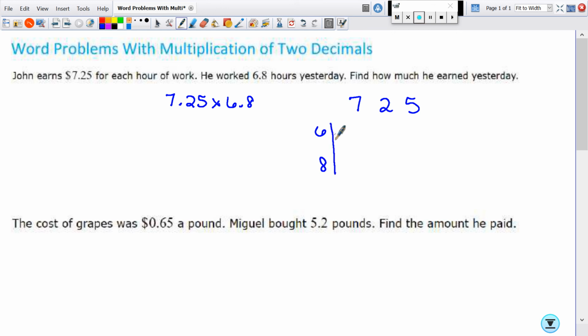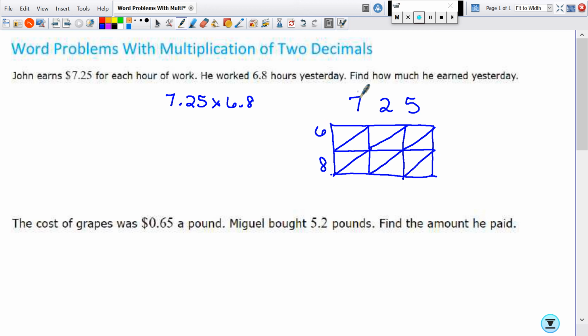Then you draw a triangle under the 725 and you draw vertical lines between the numbers. And for the 68, you draw a horizontal line between the numbers. Then you want to make a diagonal in each box. And this method is more for visual learners. Then you multiply up and over.